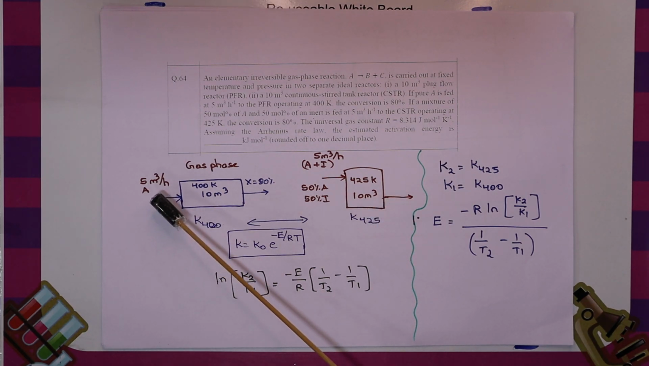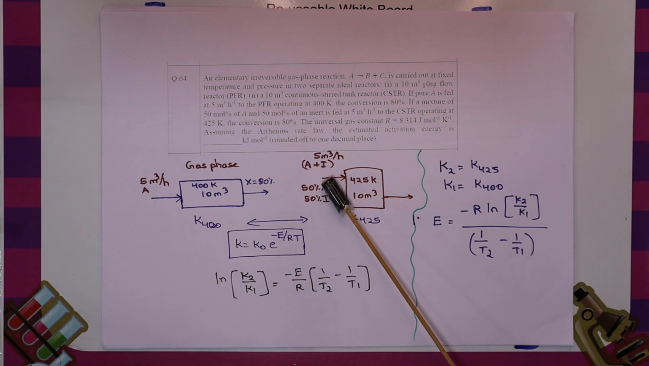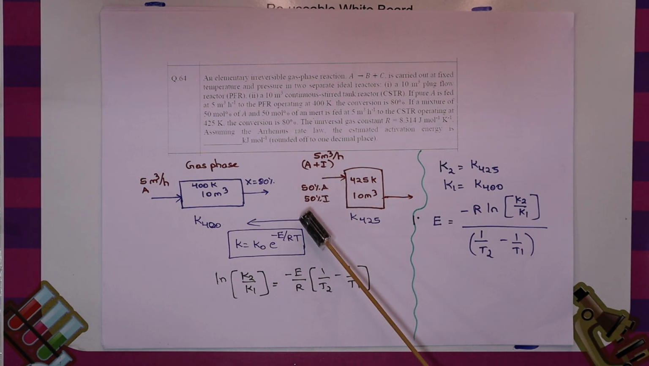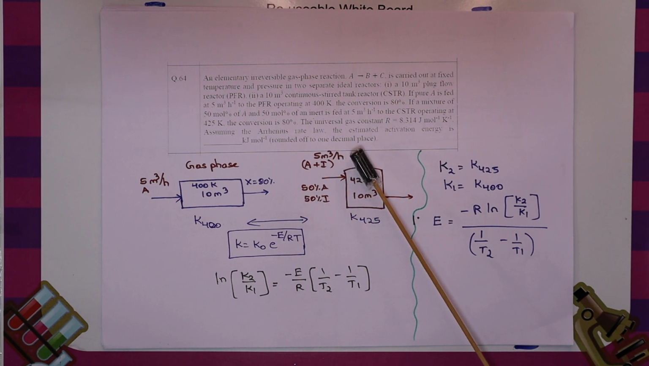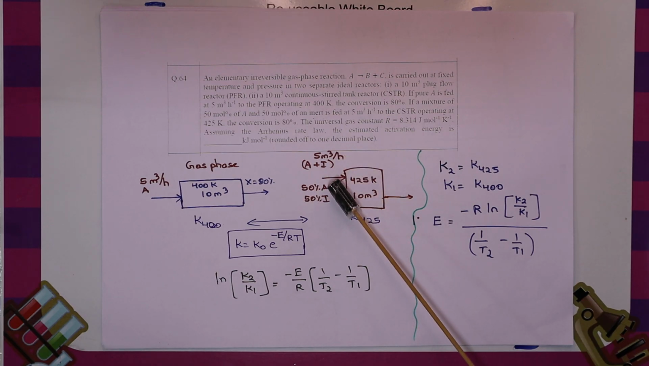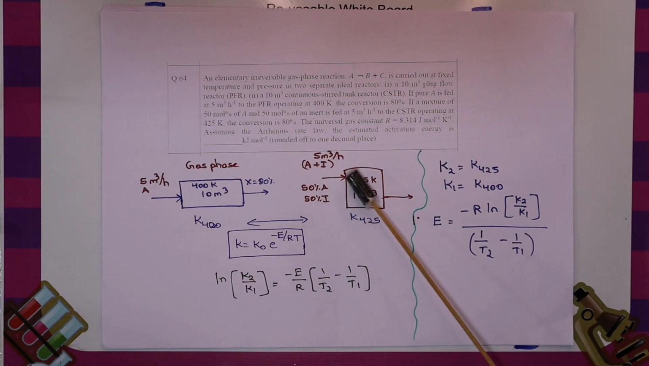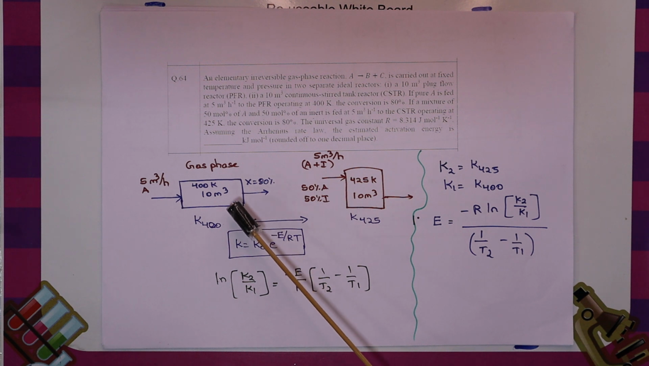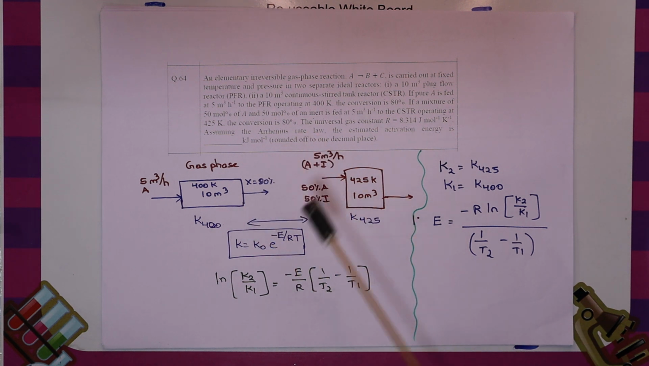Here in the PFR, pure A is going in. Here pure A is not going in. In the 5 meter cube per hour flow rate, the concentration of A is 50%, and the concentration of inerts which is going along with the A is also 50%. So let us move to the problem now.